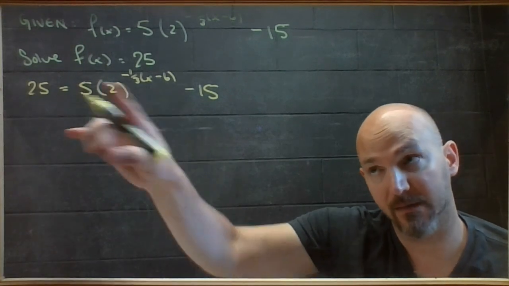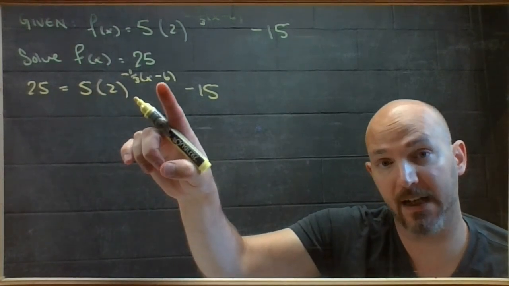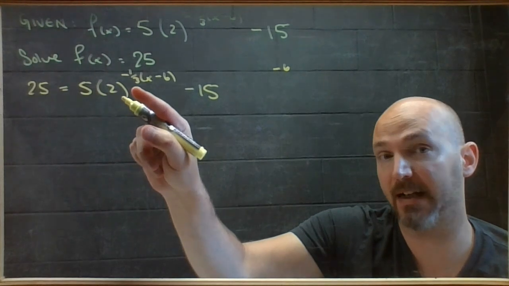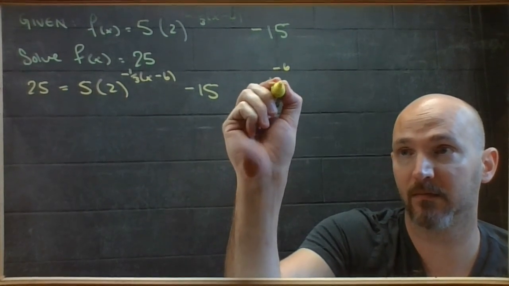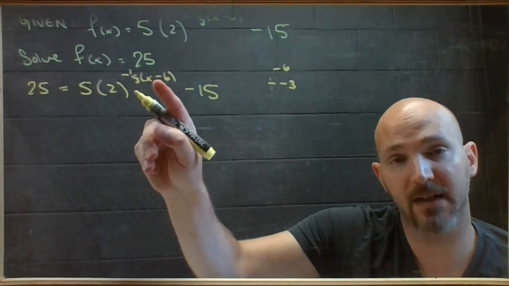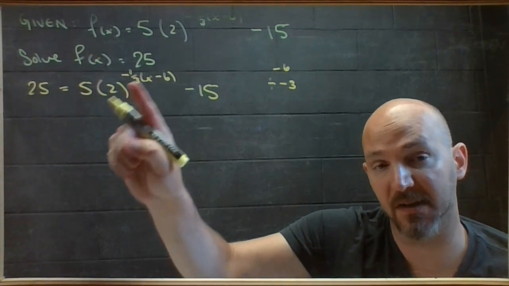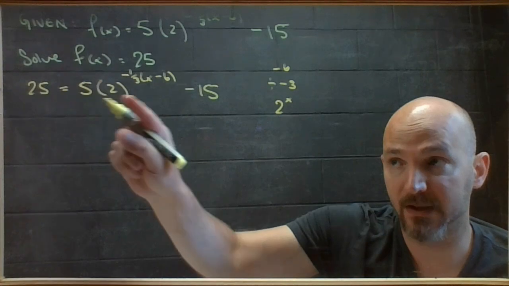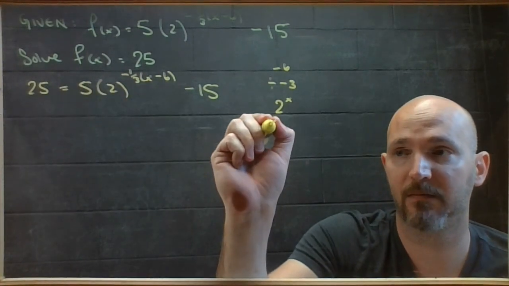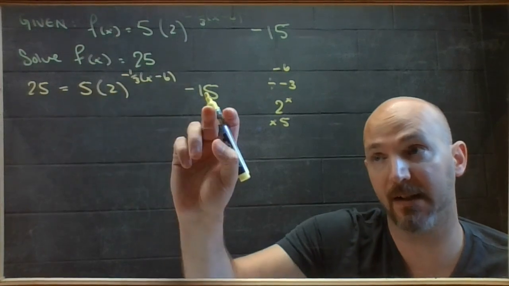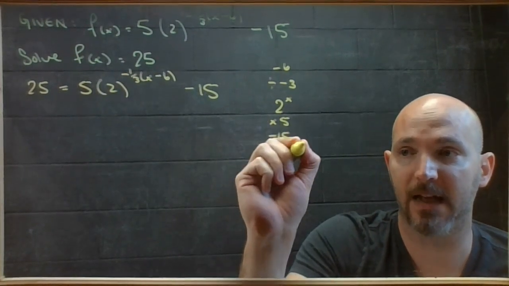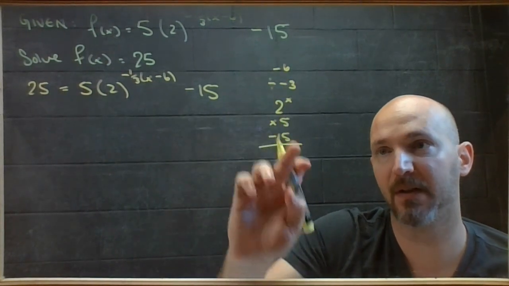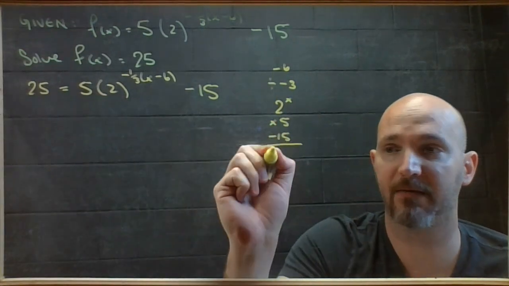So if I look at this expression here, I find my x. The first thing I had to do to it was subtract 6. Once I subtracted 6, I had to divide it by negative 3. Once I divided it by negative 3, I had to put my answer as an exponent on a 2. So it's 2 to the something. Once I do that, I multiply by 5. And once I do that, I subtract 15. And after all that work, whatever number it was I put in there, after all these steps, the function spits out 25 as your answer.